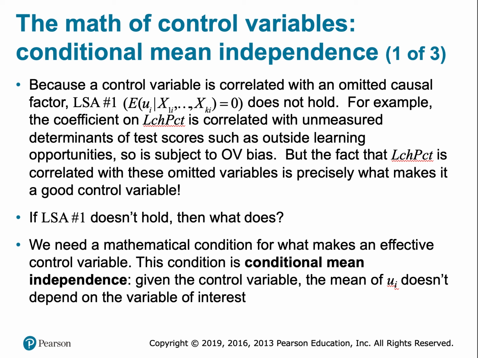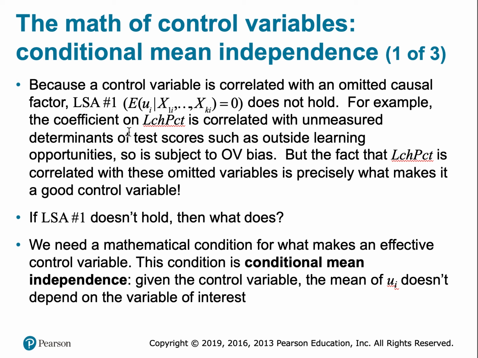Let's look at why control variables work. What we need for control variables to work is conditional mean independence. Because a control variable is correlated with the omitted causal factor, least squares assumption number 1 does not hold for all of the regressors, inclusive of the control variable.